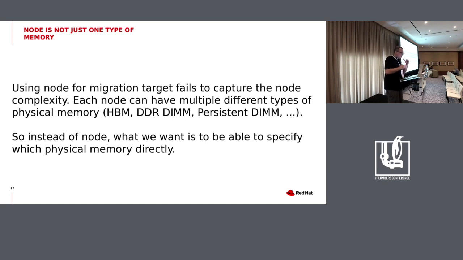And inside each node, you also have different kinds of memory. You have your CPU main memory, your DDR DIMM. You also have your CPU HBM memory, which is stacked on top of your CPU. You could have persistent memory, which is what we're seeing popping up now. Persistent memory is slightly slower than your main memory, but it's usually much bigger. You can easily get a 1 terabyte DIMM of persistent memory.